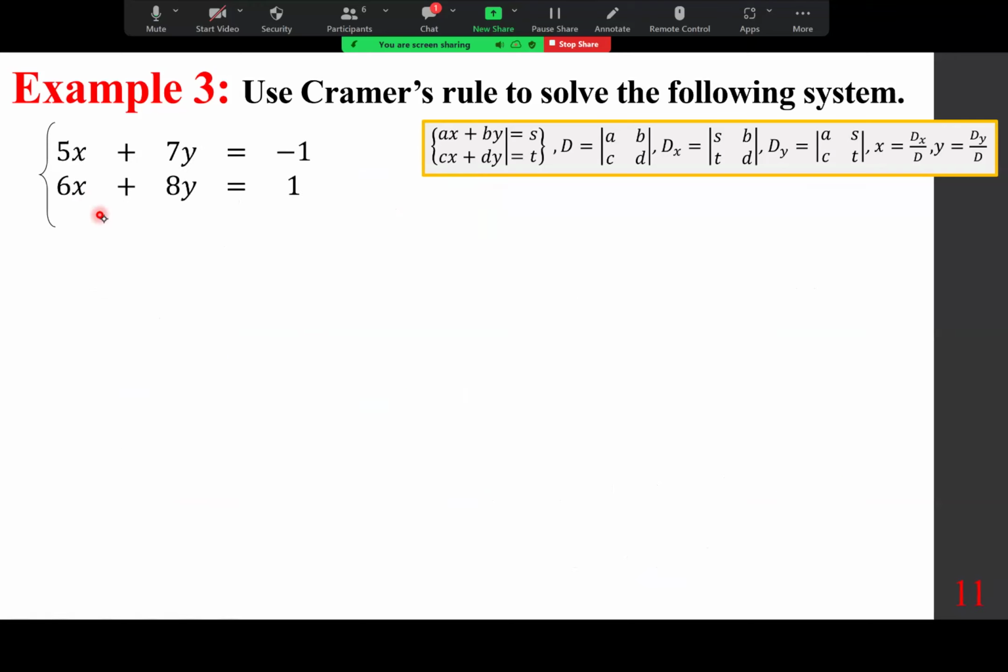For this system, we want to use Cramer's rule. 5x plus 7y equals negative 1. 6x plus 8y equals 1. So D represents the determinant of the coefficient matrix. So D is the determinant of 5, 7, 6, 8.